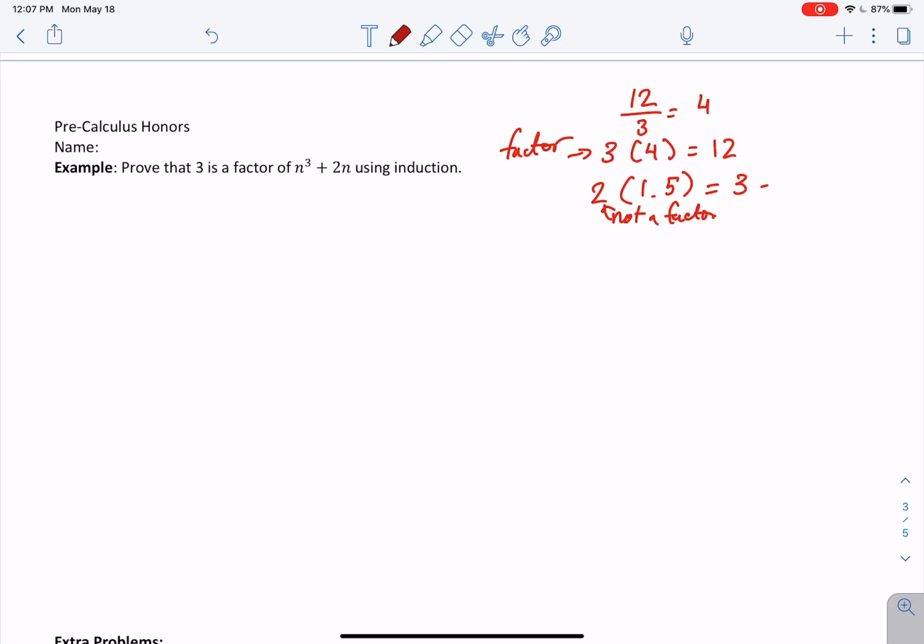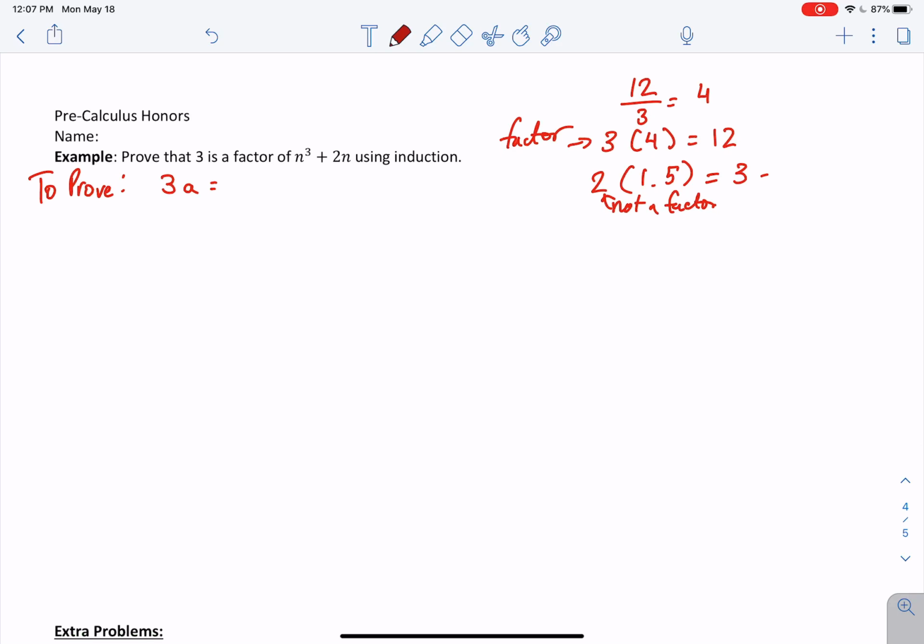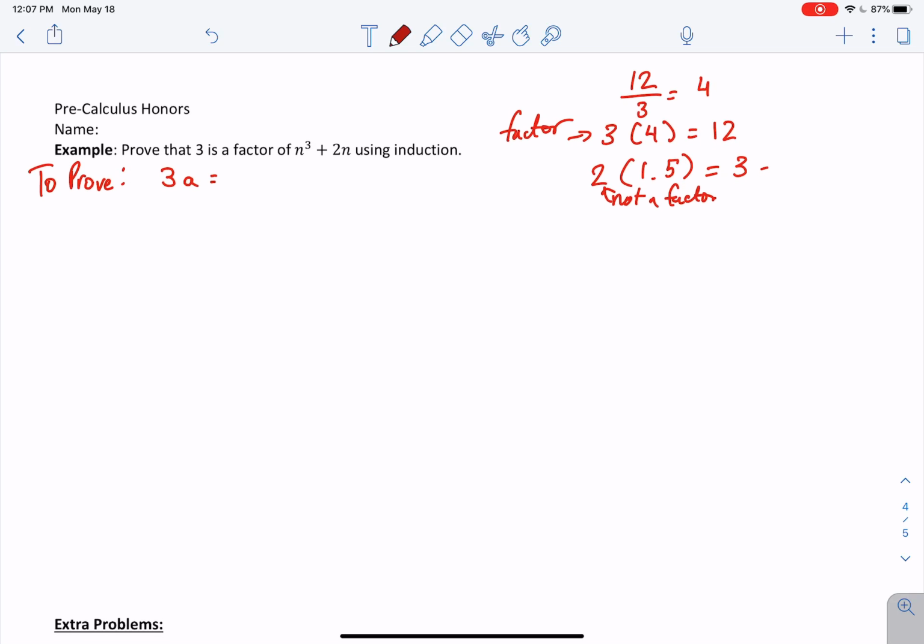So when we say that we want to prove that 3 is a factor of n cubed plus 2n, what we're trying to show is that 3 times some number, which is a whole number, an integer. We can say integer rather than whole number because it could be negative, I guess. It should equal this with no remainder. So 3 times an integer should equal n cubed plus 2n. Right, that's the mathy equation that we're trying to get.